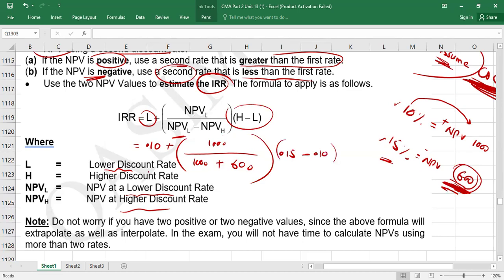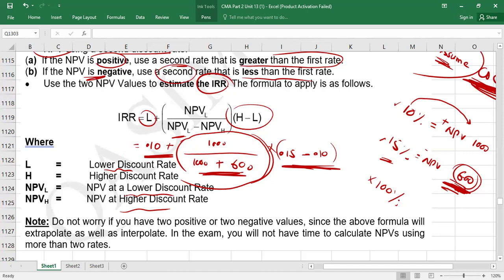So if you solve it, you will get the internal rate of return. And you know how to solve it. First you solve this area, 1000 divided by this denominator, then multiply with this difference, and then add whatever answer you get to this 0.10. If you want the answer in percentage, multiply the whole answer by 100 to get it in percentage. This is the IRR formula.